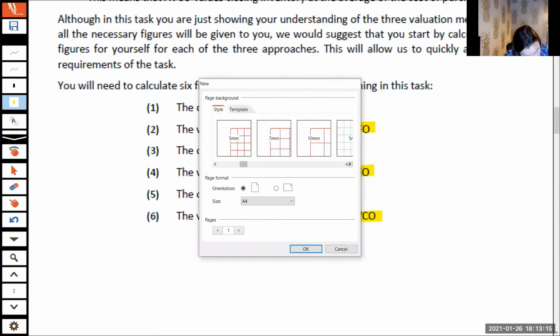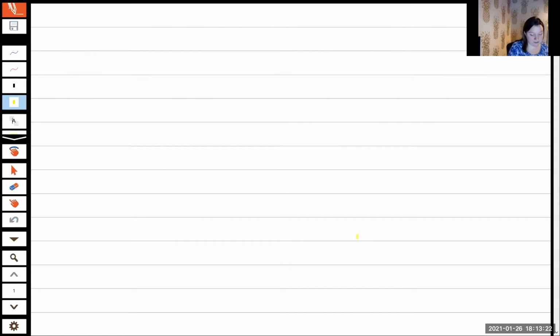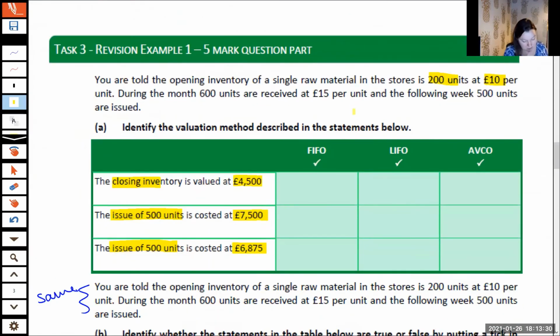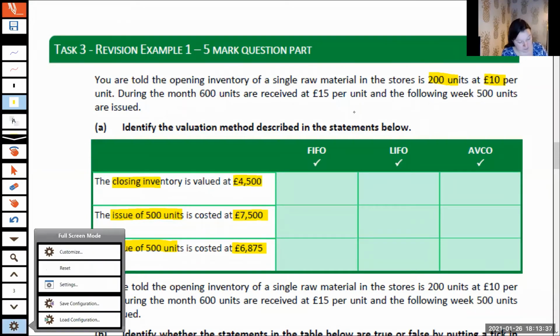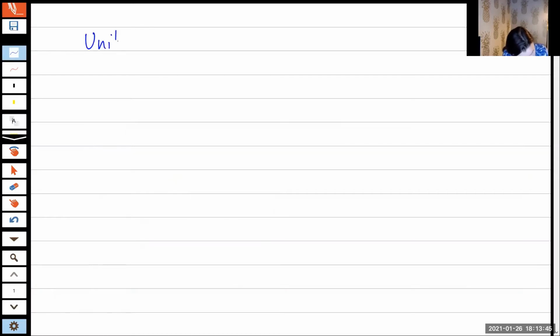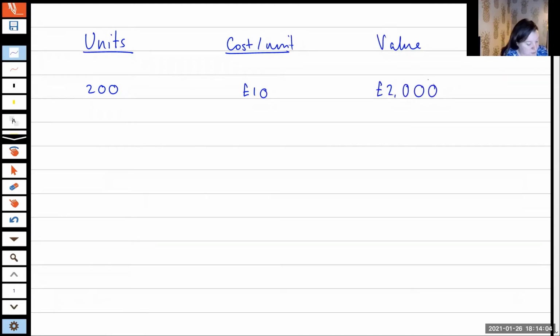I'm going to go through and work out the different valuations. So let's have a little look here. Let's look at the information. You're told the opening inventory of a single raw material in the stores is 200 units and they paid £10 per unit. So I know here we have the situation where we had 200 units to start. The cost per unit is £10 per unit. And so here we end up with a value of £2,000 that we started our store with. So 200 units at £10, £2,000.